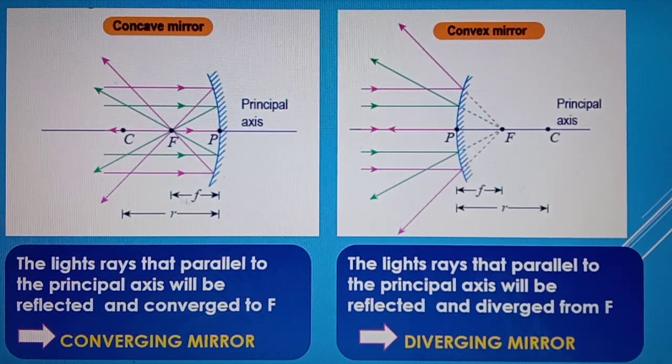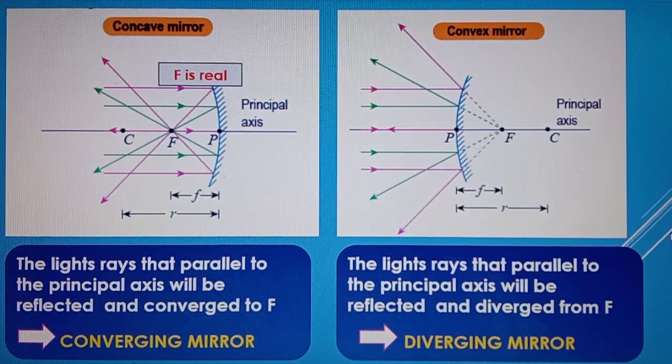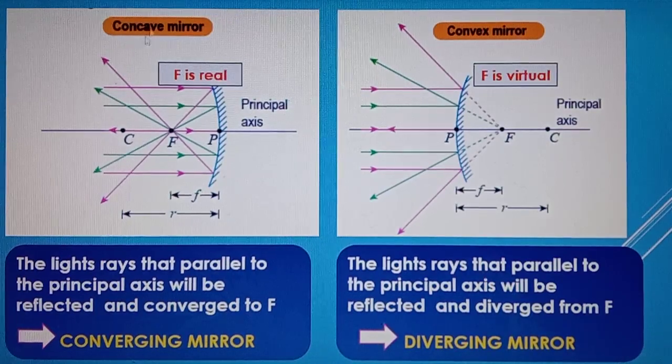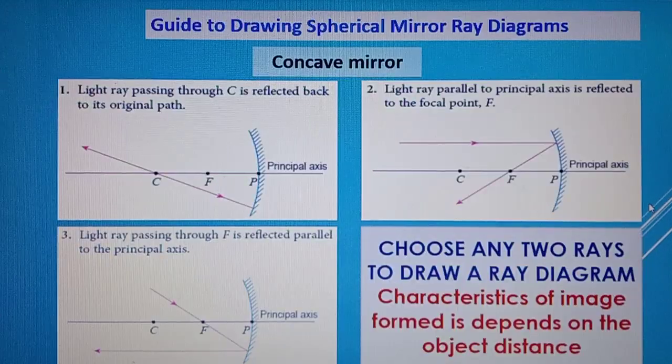So you must be able to identify the terms, or at least state the definitions of the terms or symbols stated here, like focal length, radius of curvature, center of curvature. So as mentioned earlier, for the concave mirror, F is real. For the convex mirror, F is virtual.